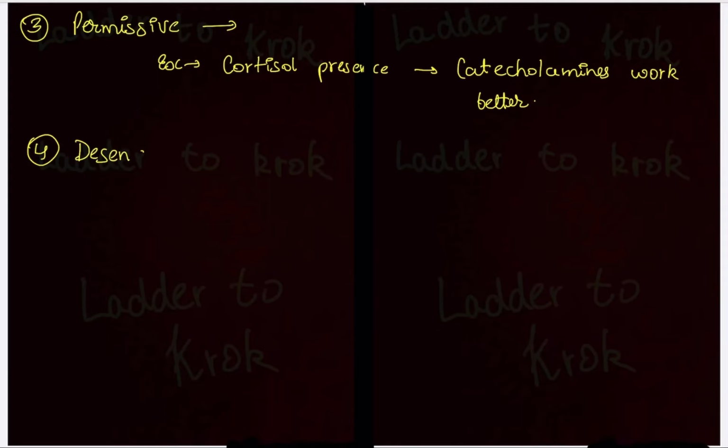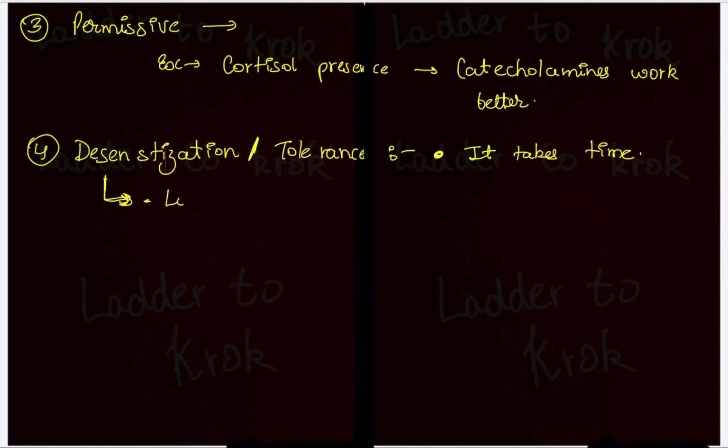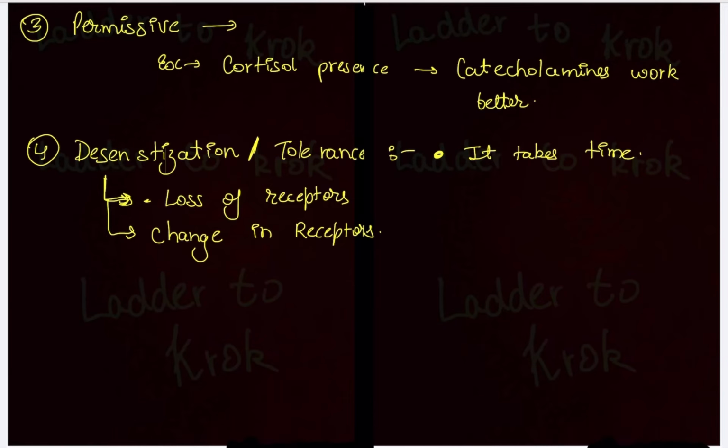desensitization, or it is also known as tolerance. Remember this term, tolerance. One very important point, this takes time. When for a long time you are taking a drug, slowly its effect reduces. It will take time, like 1 month, 1 year, or more. Okay, it's tolerance. And why does this happen? This will be because of loss of receptors, or there is some change in the receptors. All right, this is tolerance.